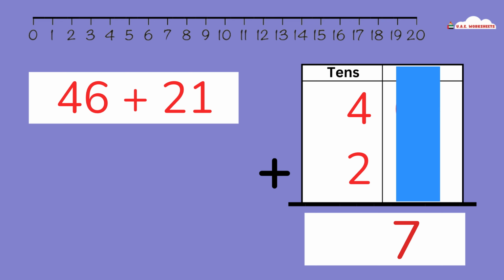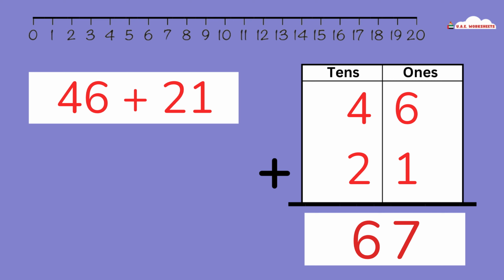Next, let's look at the tens side. 4 plus 2 equals 6, so let's write 6 at the bottom on the tens side. Now we have our final answer of 67. 46 plus 21 equals 67.